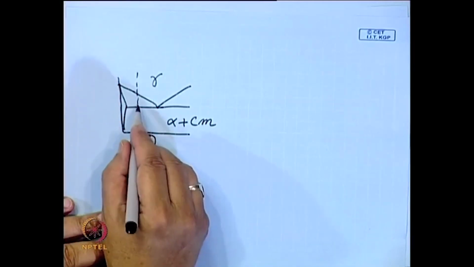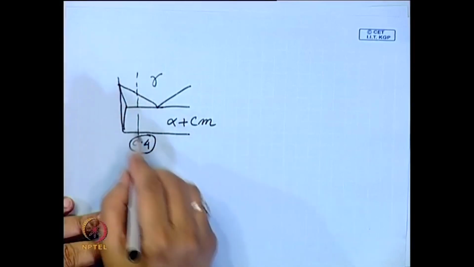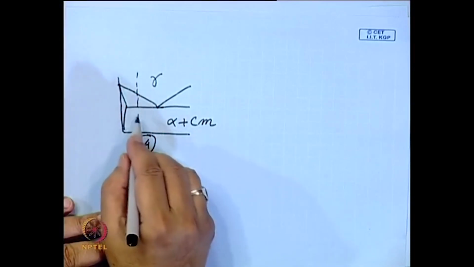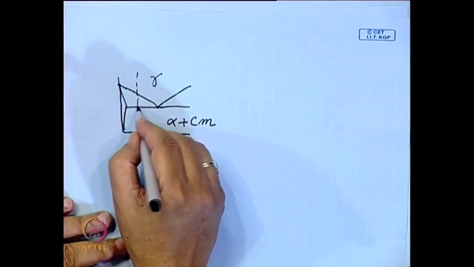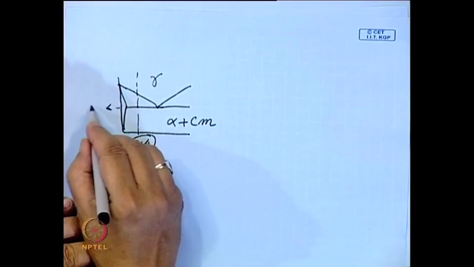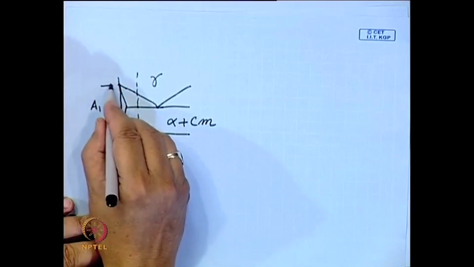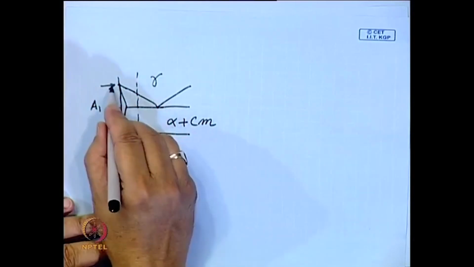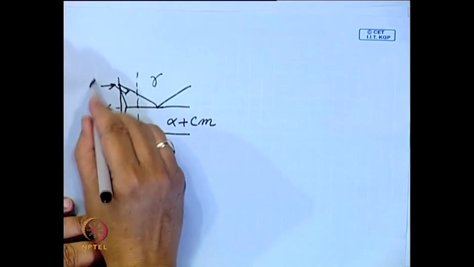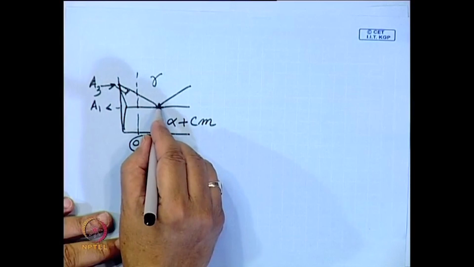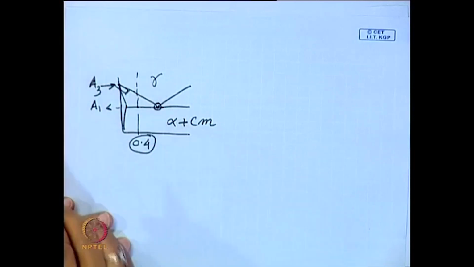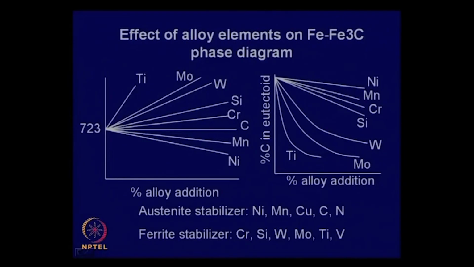How do you interpret? Then we have to see that alloy addition, what does this do? It can do two things. It can change this critical temperature, it can change this temperature A1, it can change these A3 temperature. It can also change the composition of the eutectoid. So, let us first look at it, which is shown over here.